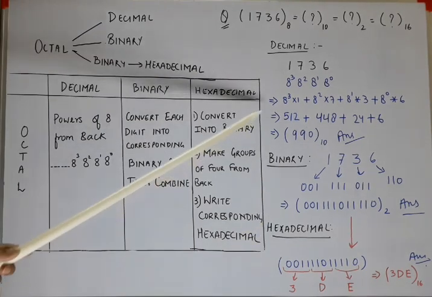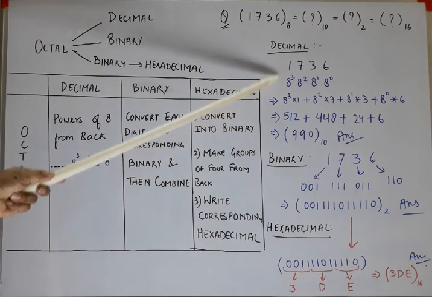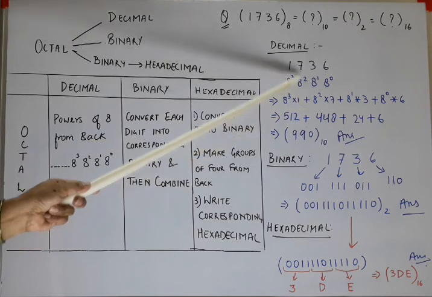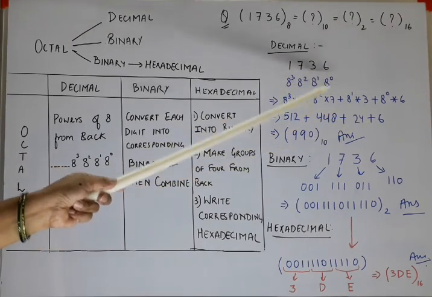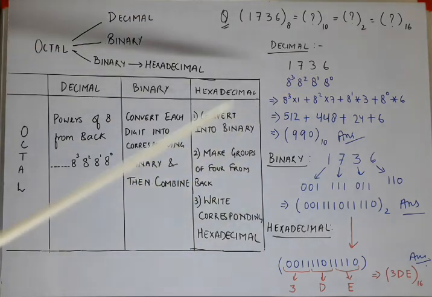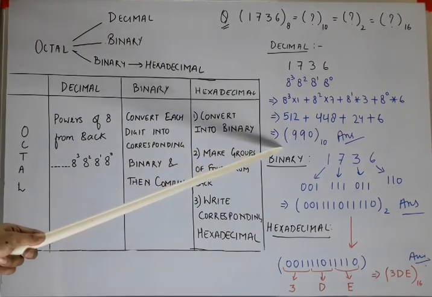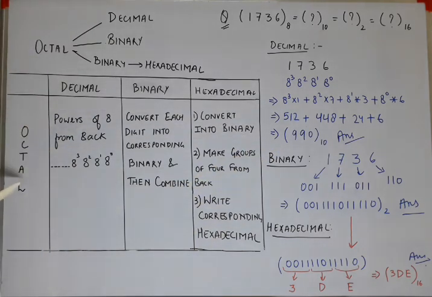So after this we solve it. 8 raised to power 3 into 1, then 8 raised to power 2 into 7, then 8 raised to power 1 into 3, 8 raised to power 0 into 6. Then on solving it, we get this answer. Clear?